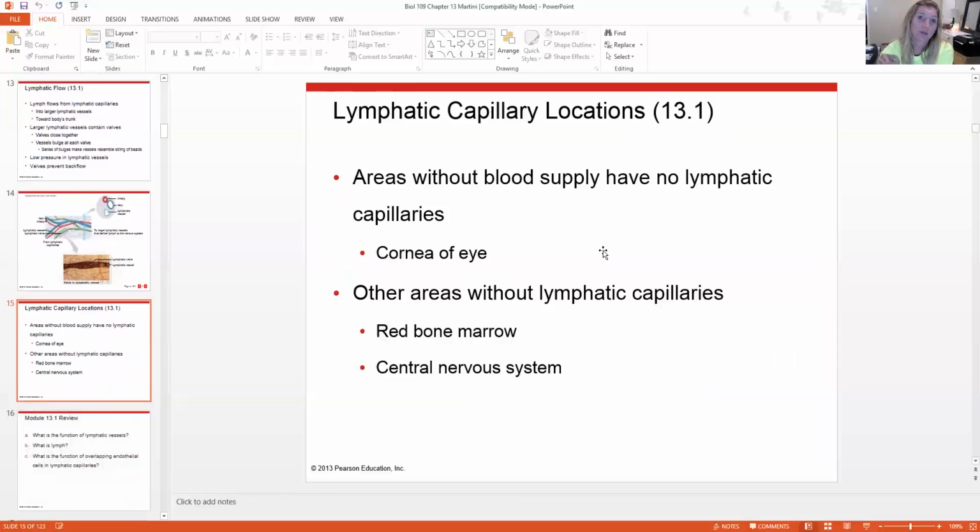So areas without a blood supply have no lymphatic capillaries. Something like the cornea of your eye, which is avascular, there are no blood capillaries there. Other areas without capillaries include our red bone marrow and the central nervous system, because again, there's no direct blood supply to our brain. It's all the CSF that's floating around. The lymphatics do not infiltrate that area.